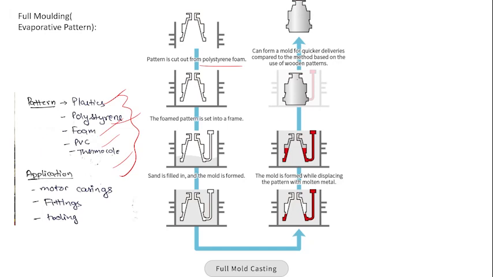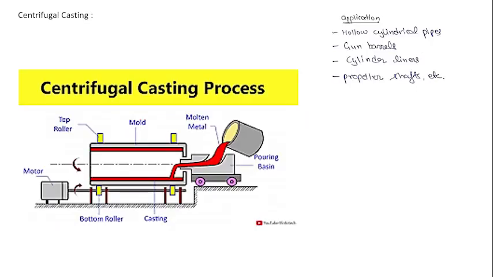After that your casting will form, and things like cans, motor casings, fittings, tooling can be made by full molding. Then centrifugal casting. Now what is this? This is permanent mold kind of casting.